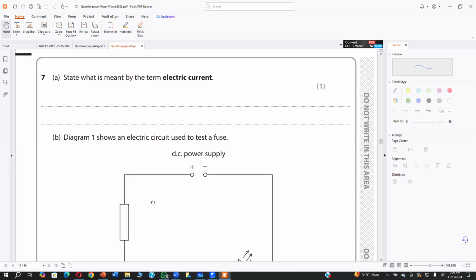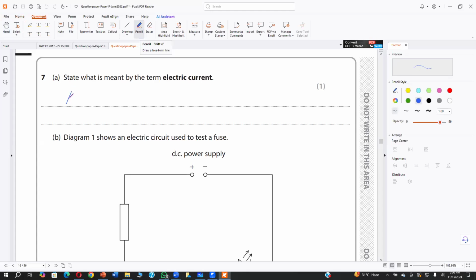Okay. So what is meant by the term electric current? Current is the flow of charge. What was the complete definition? Rate of flow of charge. Yes. This is the definition for rate of flow of charge carrier. This is the definition for electric current.